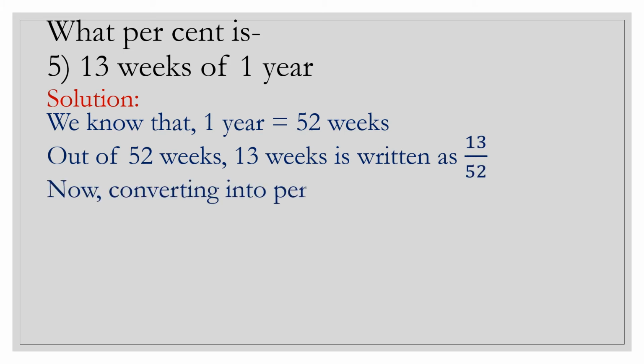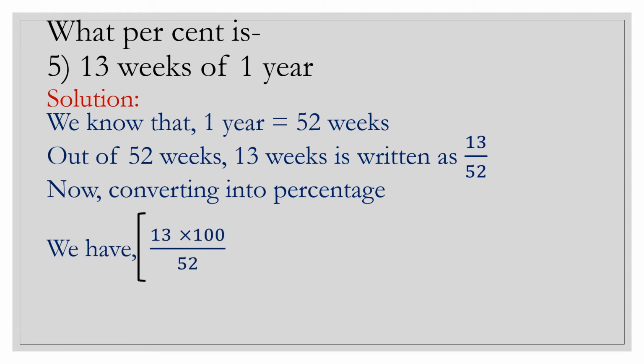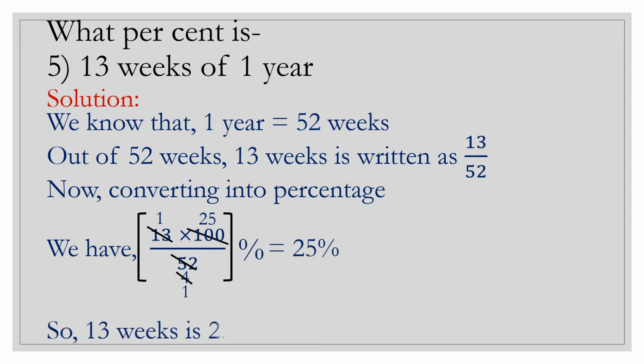Now converting into percentage. So write down 13 upon 52 multiply by 100 in bracket and put the percentage symbol. Now simplify. See, 13 and 52 both are divisible by the same digit 13. So divide. 13 1s are 13 and 13 4s are 52. Again, 4 and 100 both are divisible by the same digit 4. So divide. 4 1s are 4 and 4 25s are 100. Now we have 25%. So 13 weeks is 25% of 1 year.